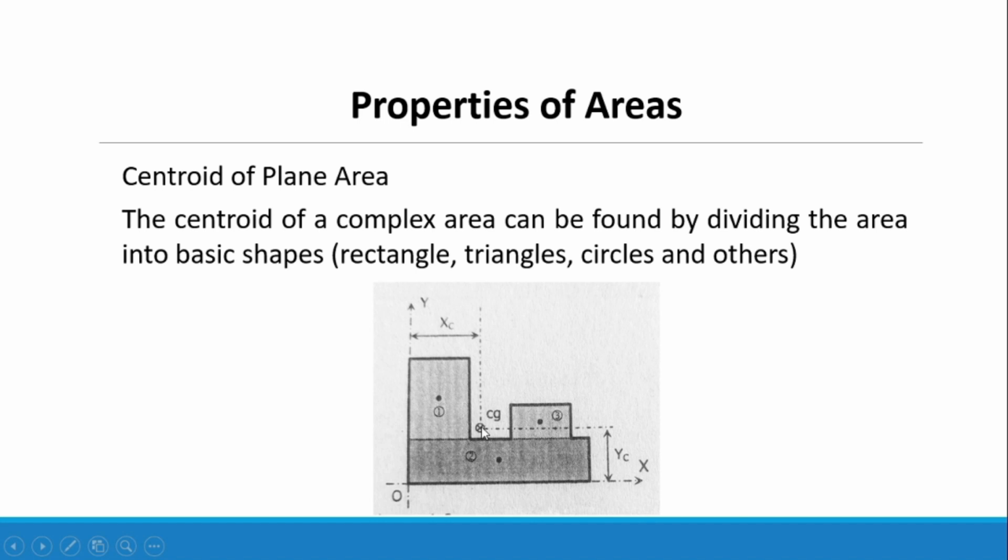Then we find the centroid of the plane area. For this diagram, this is the centroid of the plane area, wherein at the origin O on the lower left, the distance from the y-axis is denoted as x sub c, and from the x-axis, y sub c. So we have the point x sub c, y sub c, which is the centroid of the plane area given.